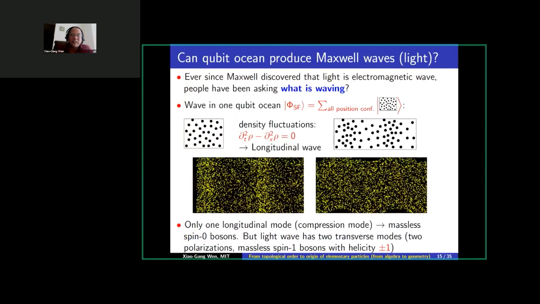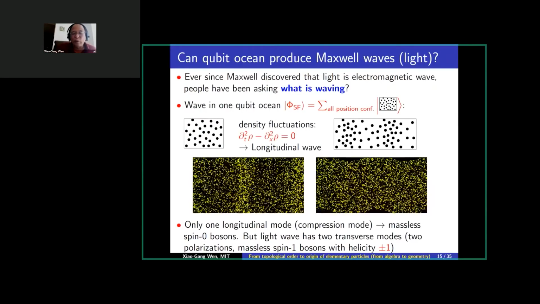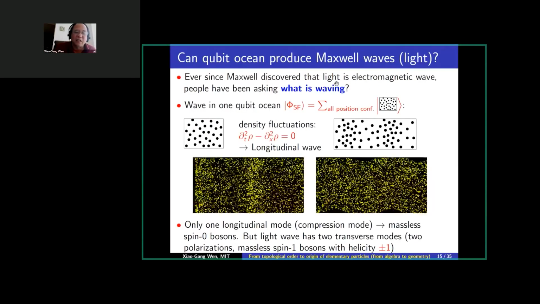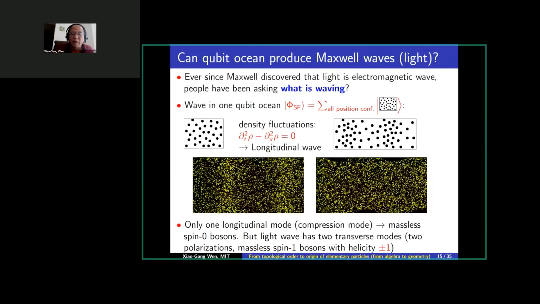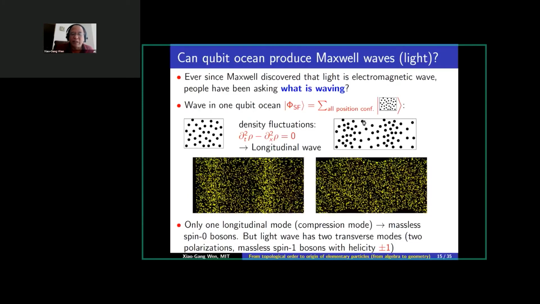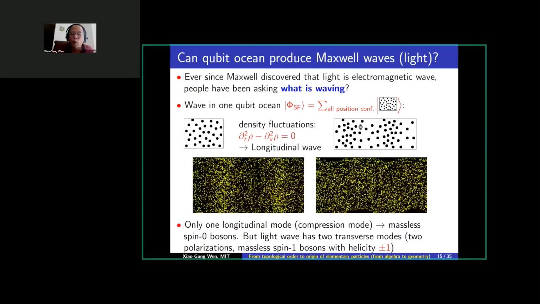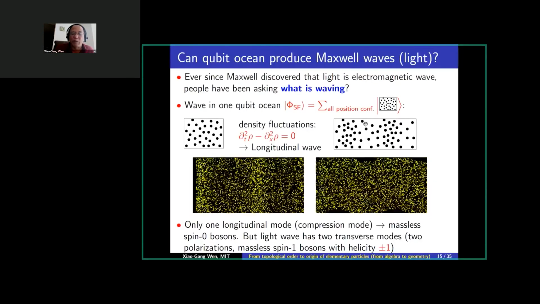So let's give it a try to see what we can get. Let's use this boson gas language to describe a qubit ocean. So we have a boson gas. Those black dots are particles, and the white background is like qubit 0. The black one is qubit 1.